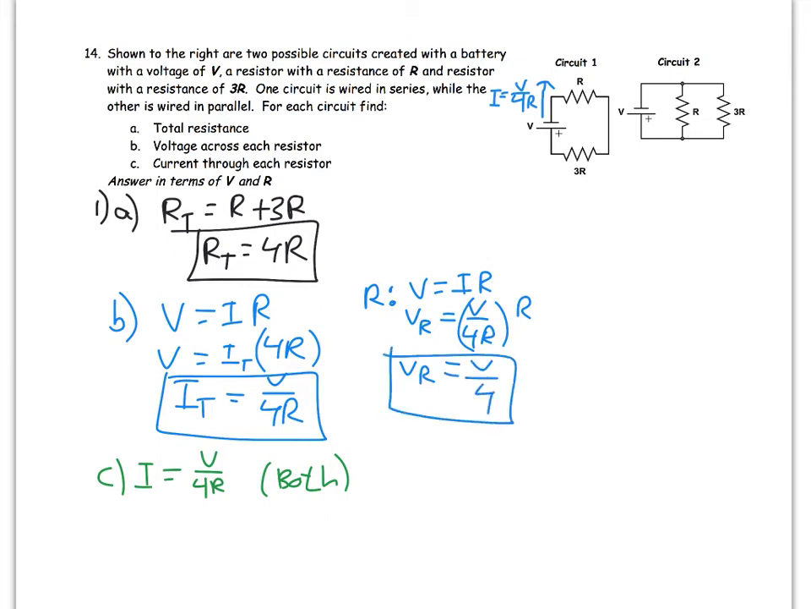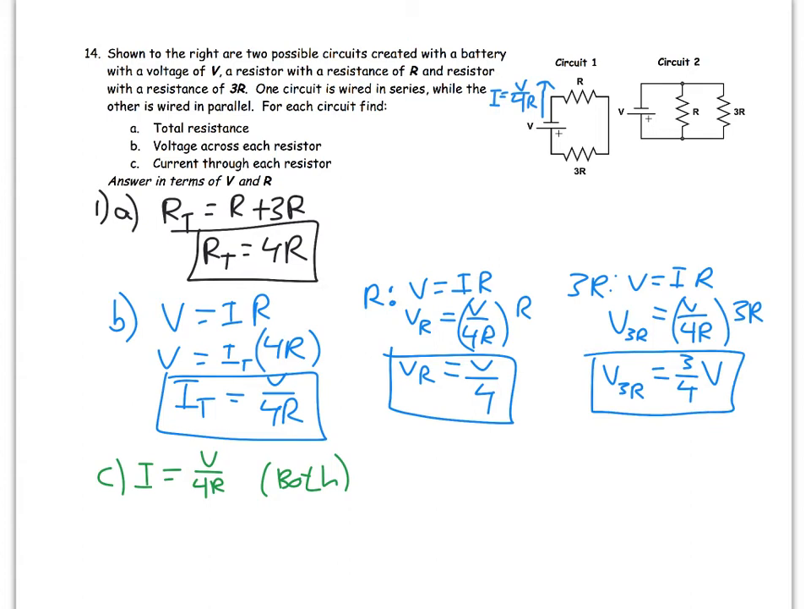Alright. For the 3R resistor, I'm going to do the exact same thing, using Ohm's law once again. The voltage across the 3R resistor is going to be V over 4R times its resistance, which is 3R. And so I end up getting that the voltage across the 3R resistor is 3/4 V. Okay, and that makes sense because these two add up to the total voltage of the battery, which they should because they're just a basic loop.